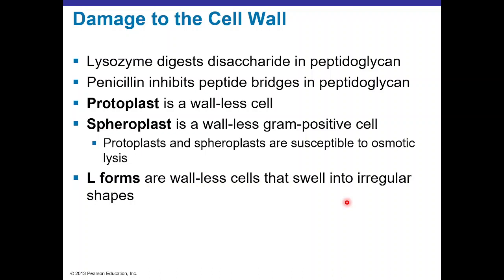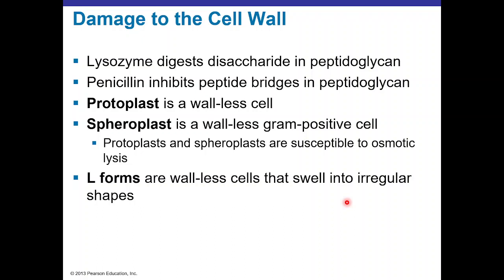Another way that we can damage the cell wall of bacteria is by using antibiotics like penicillin. Penicillin prevents the formation of peptide bridges in peptidoglycan. And when you have this damage to the cell wall, the bacteria may not form a cell wall, and in this case will be called a protoplast, and if it's a gram-positive, you would call it a spheroplast.